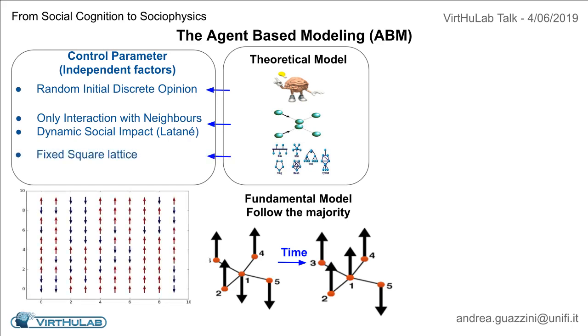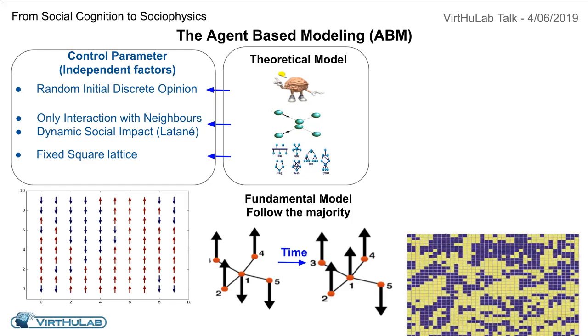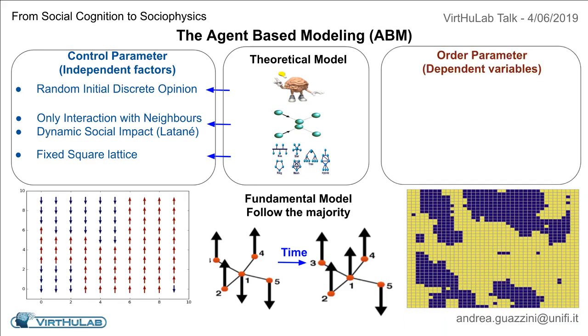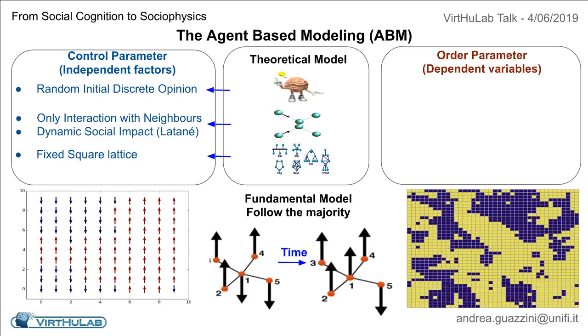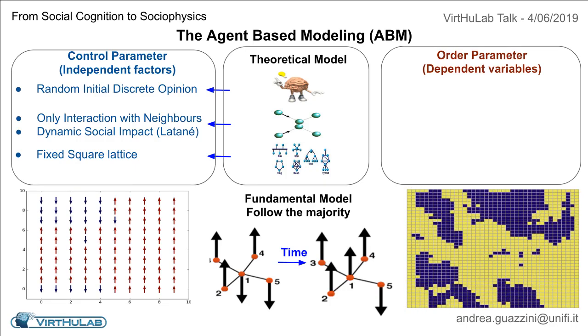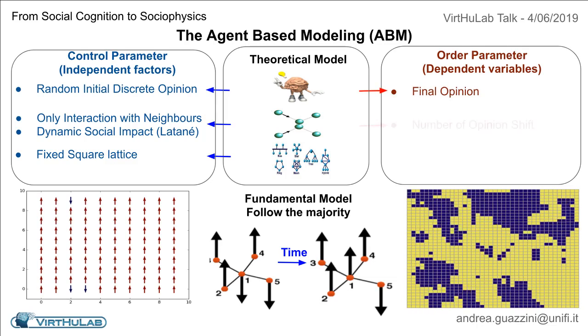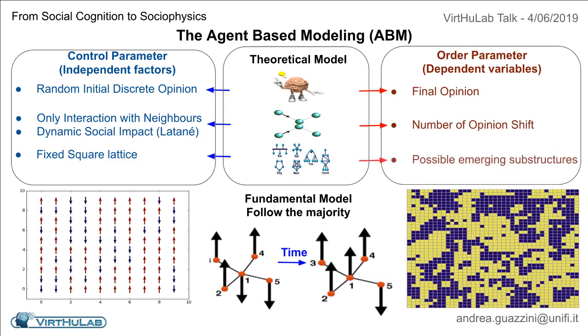In this case a simple rule for the agent's interaction implements the theory of social impact by Latané. Basically, the fundamental rule of the model is that at each time step every agent assumes the opinion of the majority of its neighbors, and in case of stalemates the old opinion is maintained. Different order parameters have been defined to study and validate the model.